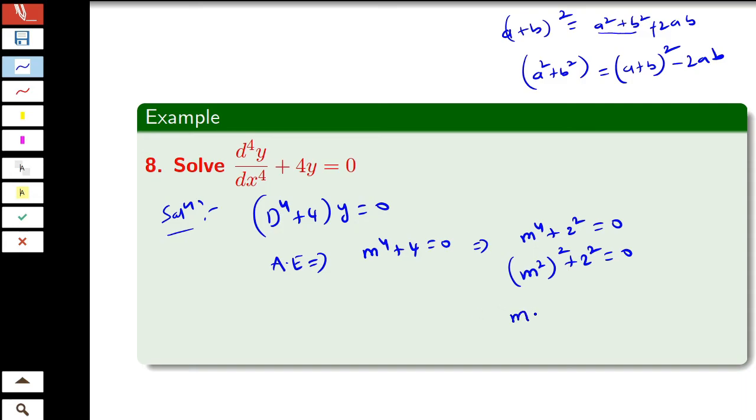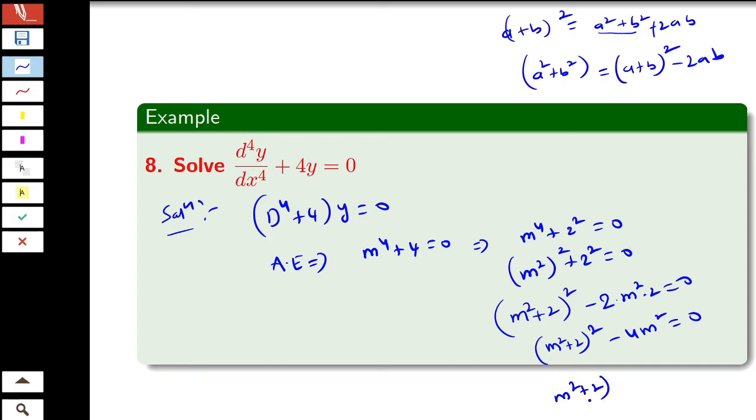So here a + b means (m² + 2)² − 2·m²·2 = 0. So (m² + 2)² − 4m² = 0. This is also another form: you can write (m² + 2)² − (2m)² = 0. Now it is of the form a² − b², and a² − b² equals (a + b)(a − b).